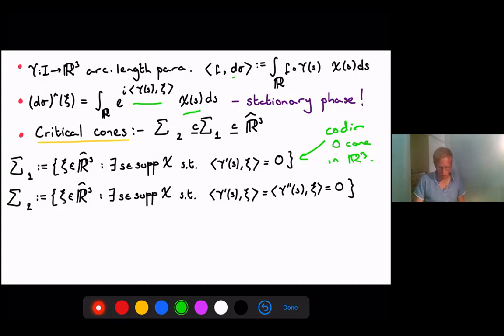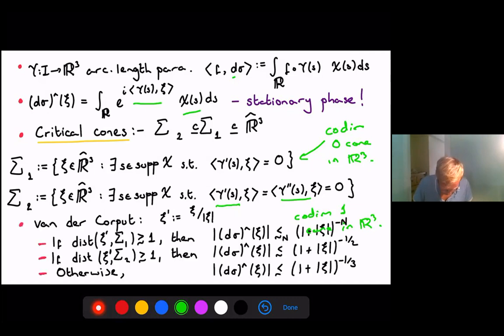So there's a point where not only does the derivative of the phase vanish, but the second order derivative of the phase vanishes, okay? And you can see that this is going to be basically a codimension 1 cone in R3, okay? So this is a lower dimensional subset of R3. So these two cones are going to be fundamental to understanding our Fourier multiplier.